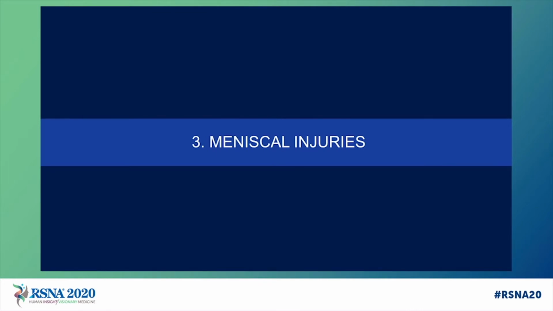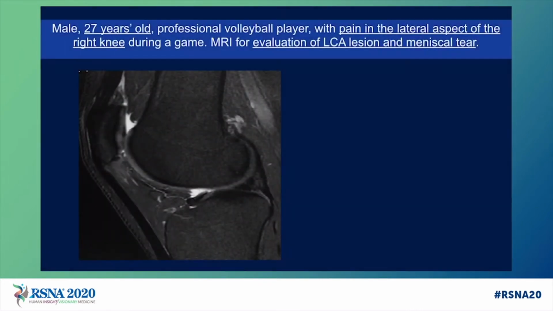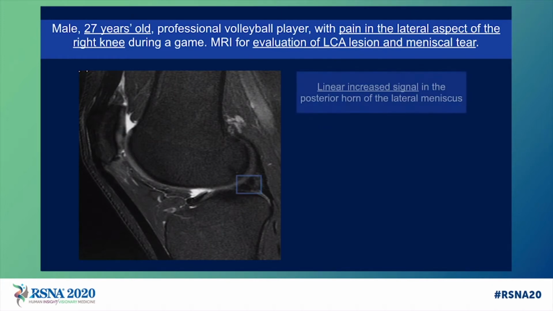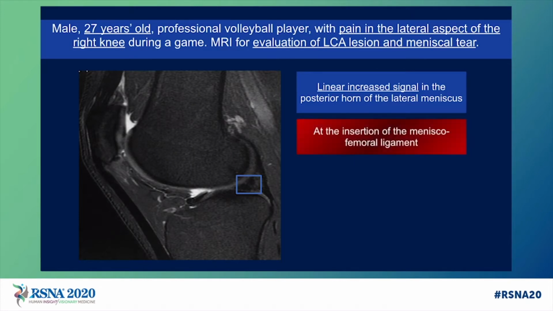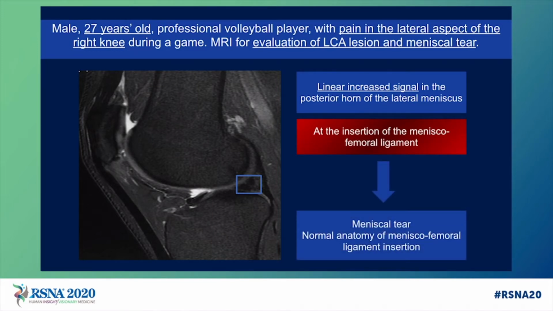Regarding our last topic, meniscal injuries: 27 years old, a professional volleyball player with pain in the lateral aspect of the right knee. It was an MRI for evaluation of an ACL lesion and a meniscal tear. And here we can see this linear increased signal intensity of the posterior horn of the lateral meniscus, and this is exactly at the insertion of the meniscofemoral ligament. And what is it? Is it the meniscal tear? Is it the normal anatomy of the meniscofemoral ligament?